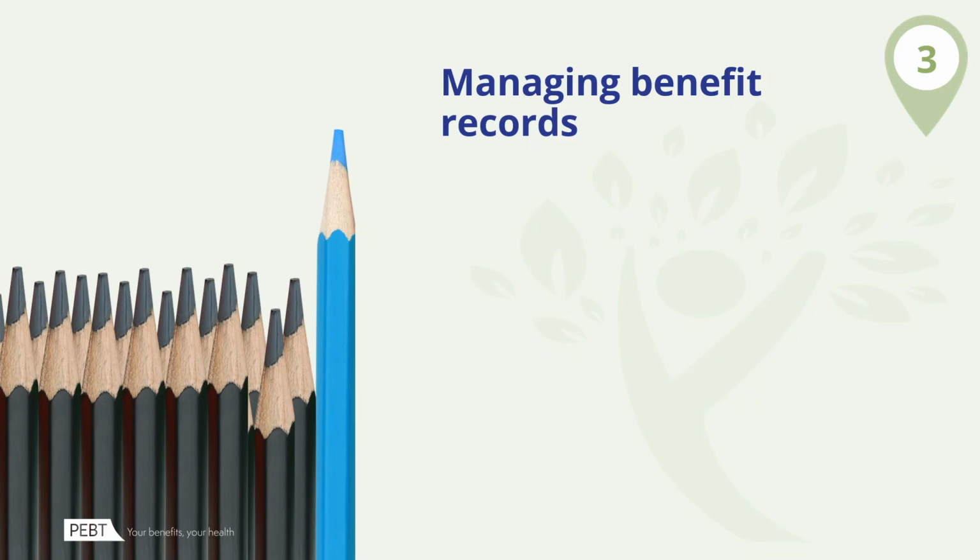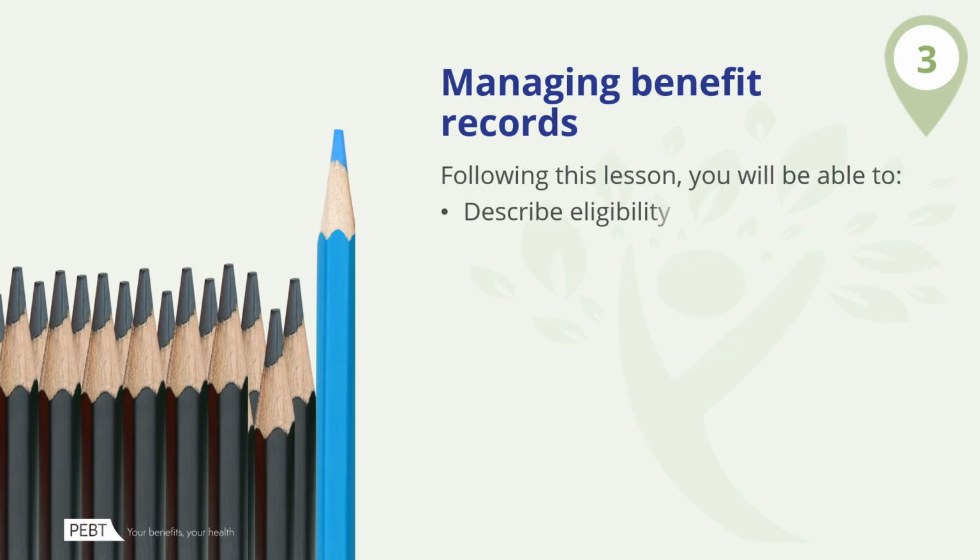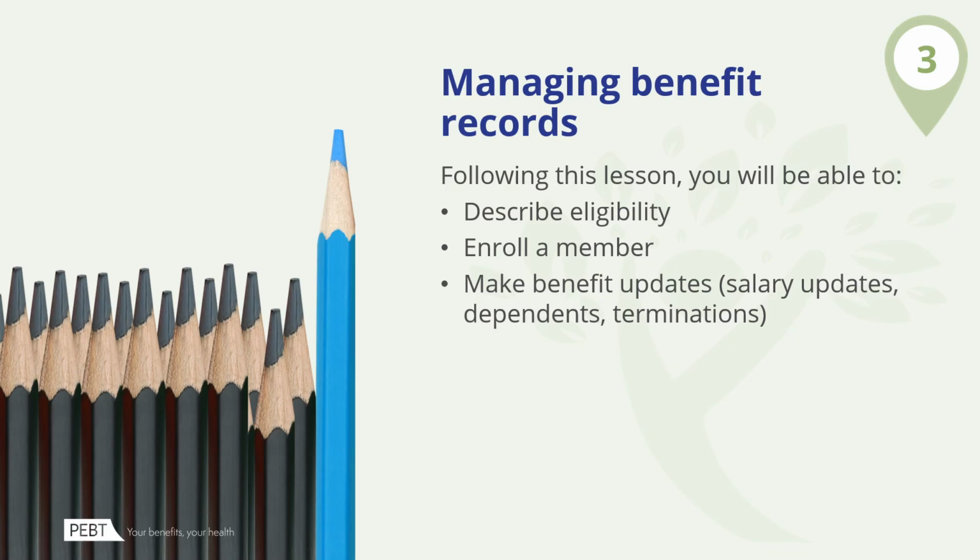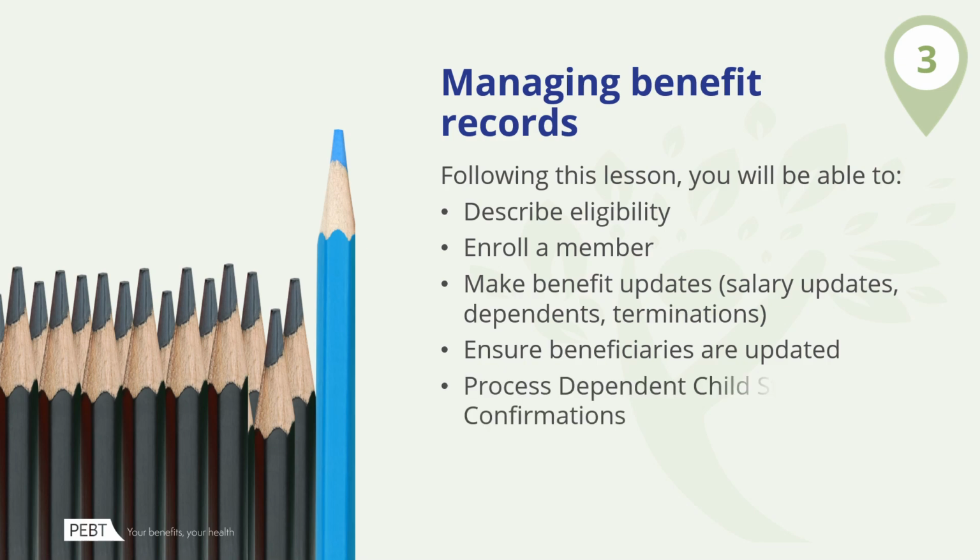In this lesson, we will focus on 5 aspects of managing benefit records: eligibility, enrolling a member, making benefit updates, including salary updates, adding and removing dependents, and terminations, ensuring beneficiaries are updated, and processing dependent child student confirmations.